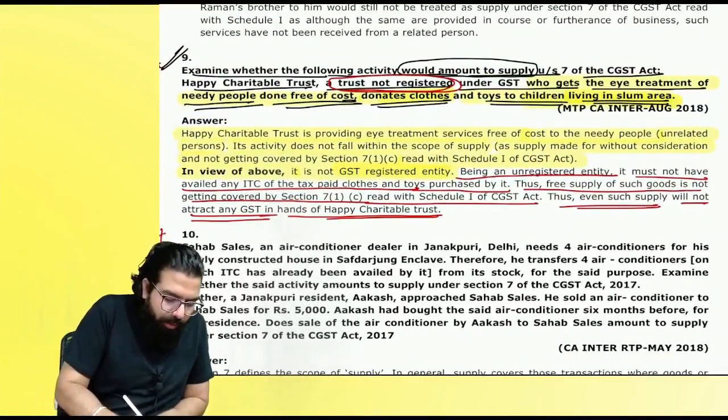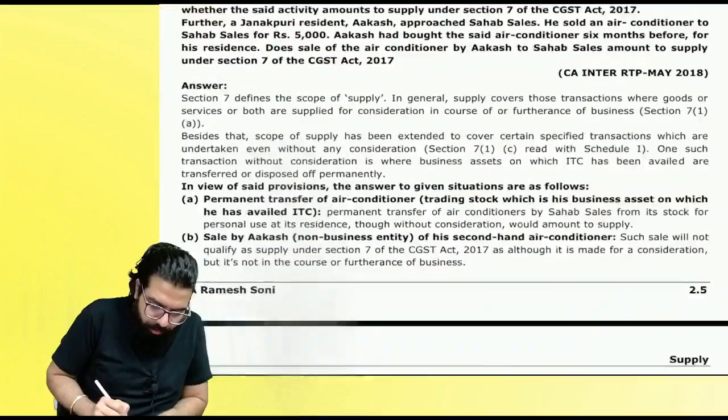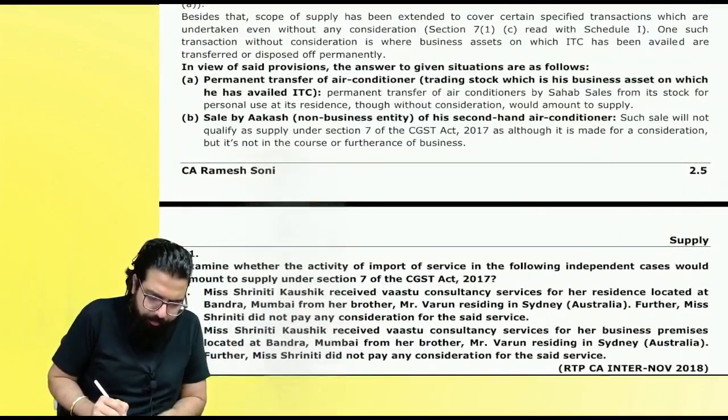This will be homework. Question number 10 will be homework. I'll move to the next one. This one.